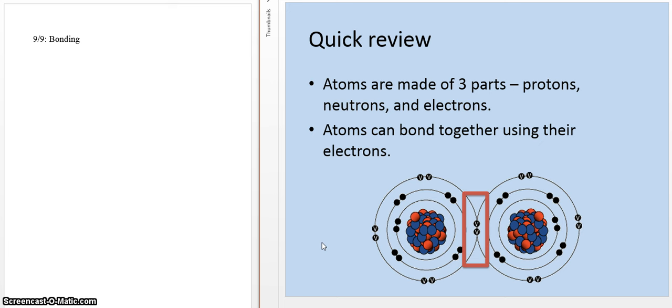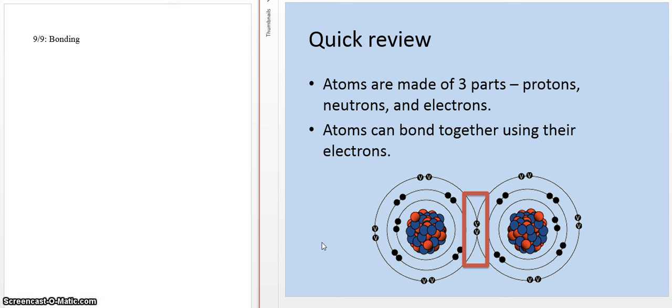First, a review from yesterday. Atoms are made of three parts: protons, neutrons, and electrons. The protons and neutrons are in the middle of the atom, and the electrons are around the outside. Atoms can bond together using their electrons.